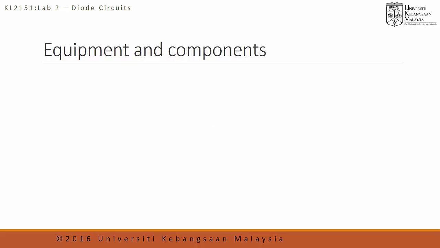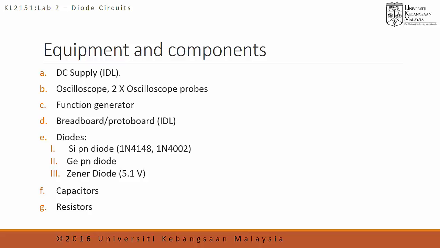The equipment and components needed are a DC supply from your IDL, an oscilloscope with 2 oscilloscope probes, a function generator, a breadboard or a protoboard, several types of diodes, which are silicon, germanium, and xenon diodes, capacitors, and resistors.